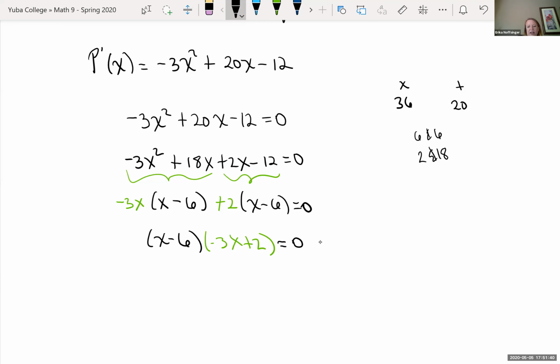So looking at when x minus 6 is equal to 0, x minus 6 is equal to 0 when x equals 6. Looking at when -3x plus 2 equals 0, well, if you subtract 2, we get -3x equals -2. Divide by -3, we get x is equal to 2/3.